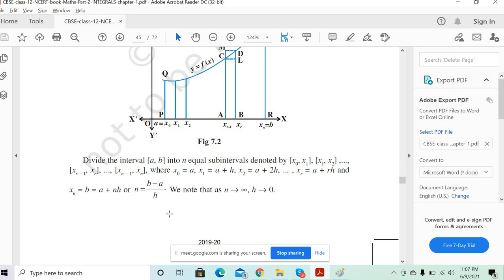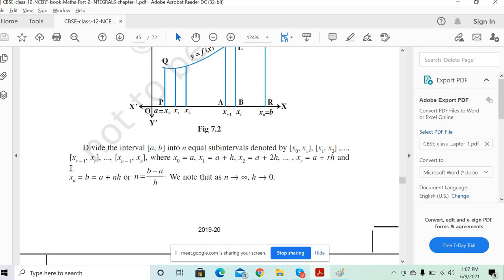Yes, sir. Understood? Okay. Now here we need to understand this part. Between B to A we divided into infinitesimally small widths of rectangles. So B minus A we are dividing with n. That means B minus A should be equal to n into h. Let's try to understand what we say here.